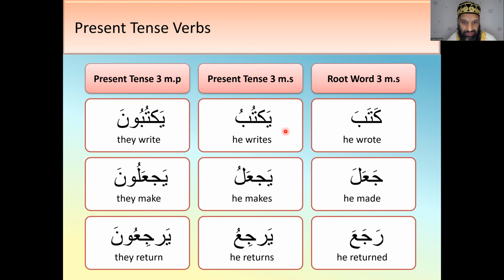What can you tell me about this letter? What is going on with this letter? So dhamma there, yes. The third letter is changing. The vowel on it is changing. In this one, it's a dhamma. In this one, it's a fatha. And on this one, it's a kasra. Everything else is the same, as you can see there. So the question is, how do you know what to put on the verb? How did I know this one was a dhamma? How did I know this one is a fatha? And how do I know for this verb it's a kasra? How can you tell?